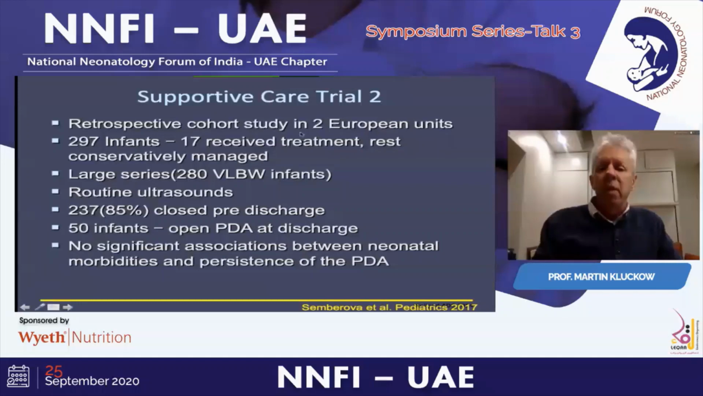Second trial is a retrospective cohort study in 2 European units. Again, a large trial, 297 infants. And in this unit, they managed to treat only 17 babies. The rest, 280 babies, were conservatively managed with supportive care. They all had routine ultrasounds to understand when their duct actually closed, and 85% of the babies had their duct closed spontaneously pre-discharge, which means that there were 50 infants who had an open PDA at discharge in this group of 297 babies. And again, there were no significant associations between neonatal morbidities and the persistence of the PDA, so there was no increase in adverse effects compared to their historical rates.